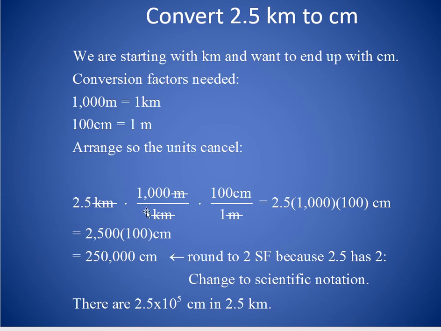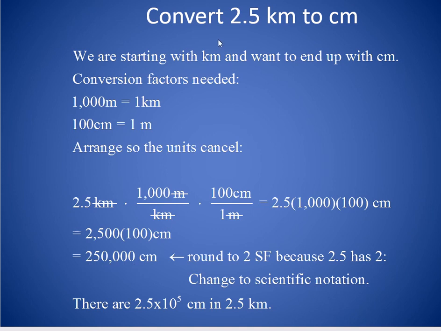2.5 kilometers. I want to first convert from kilometers to meters, so I'm going to write my conversion factor so kilometers are on the bottom. So it's 1,000 meters over 1 kilometer. Kilometers cancel. Next, I want to write my centimeters on top and my meters on the bottom so that the meters cancel. So I'd write 100 centimeters over 1 meter. Notice the only unit I'm left with is centimeters, so I'm going to multiply 2.5 by 1,000 by 100, and you get 250,000 centimeters.